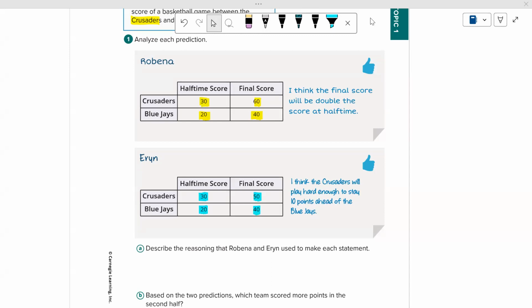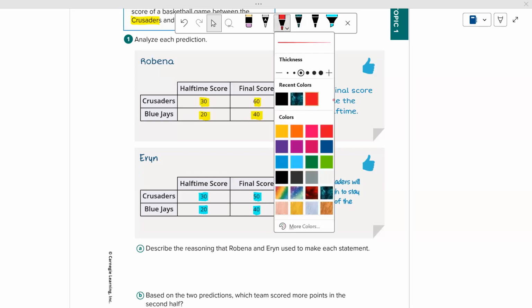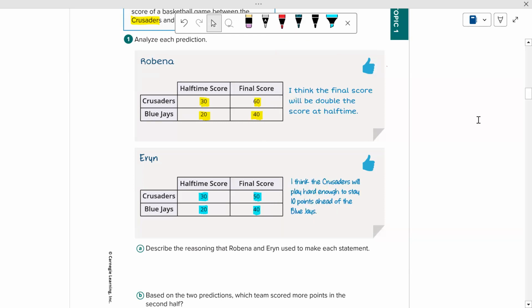Okay, so let's change some of this color so we see a little more distinction. I'll use red because I like red. So once again, we have Rabania's scores, we have Irwin's data. Part A, describe the reasoning that Rabania and Irwin used to make each statement. So let's look at their information here. I noticed the Crusaders' halftime score started with 30. The Crusaders' final score ended with 60. I noticed Blue Jays started with 20, and then it ended with 40.